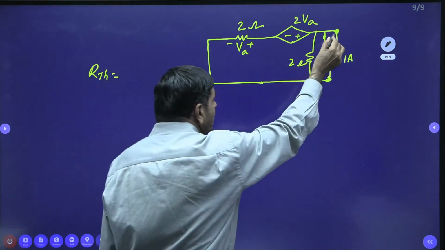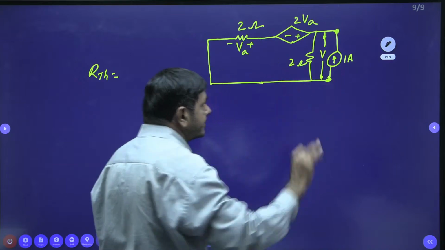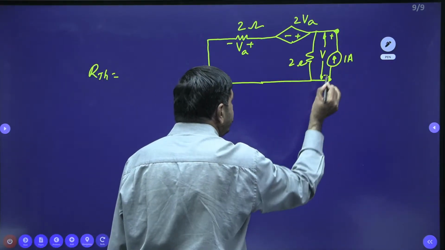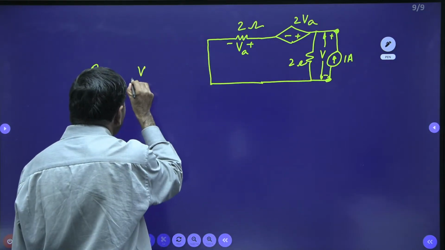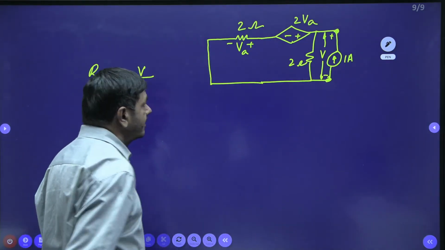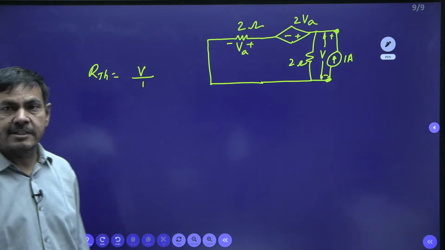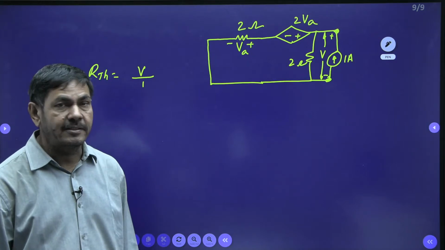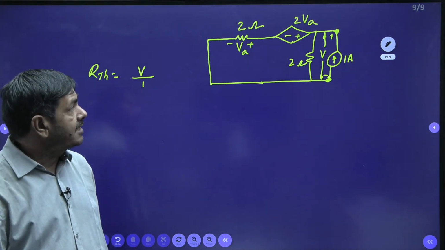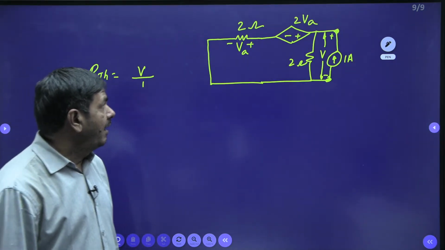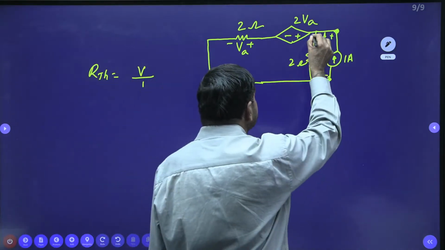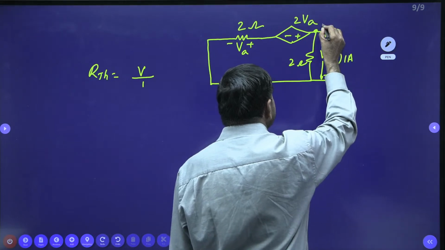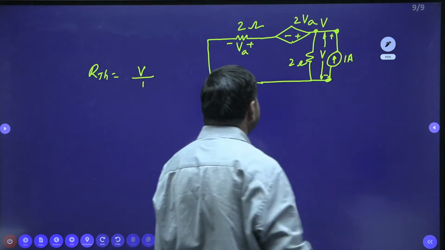RTH is the voltage across these two terminals divided by the current, that is V divided by 1 ampere, V by 1. So once you know the voltage V, you can easily determine RTH. How to find V is what is important here. This node voltage is the same V, since we don't have any other resistors in between these two. This is V, we know very well.